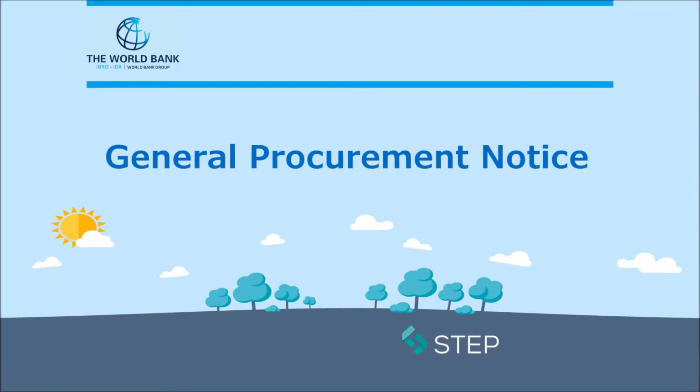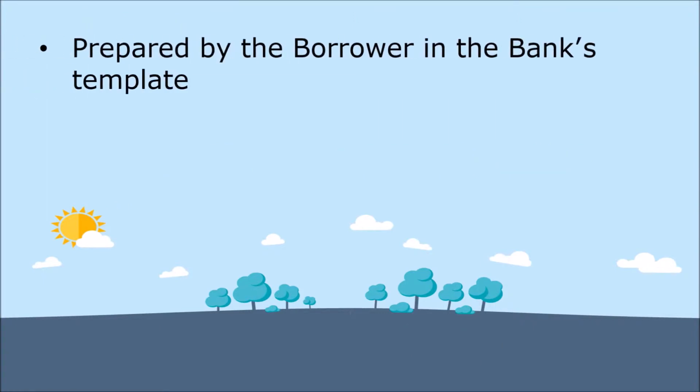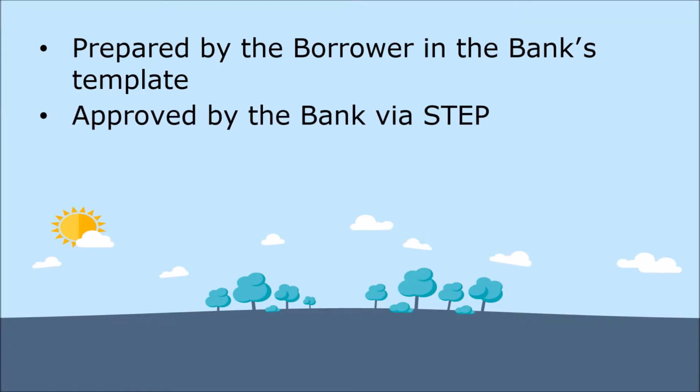According to the bank's procurement regulations for IPF borrowers, a General Procurement Notice (GPN) is required for all procurements financed by the bank. The borrower is required to prepare a GPN for their project, using the bank's template. Then submit to the bank via STEP for review.